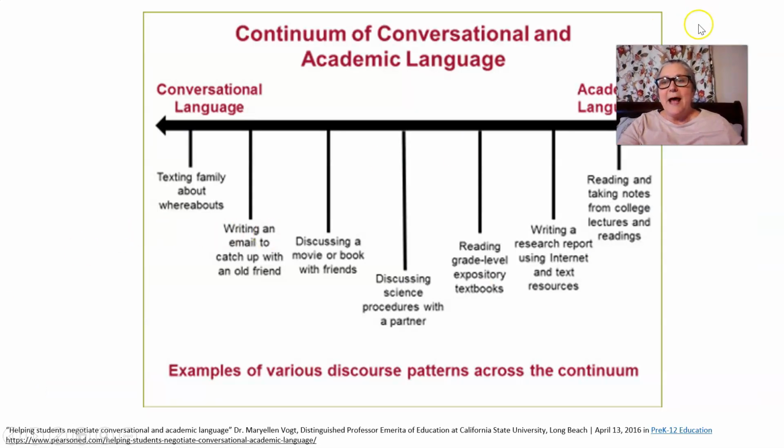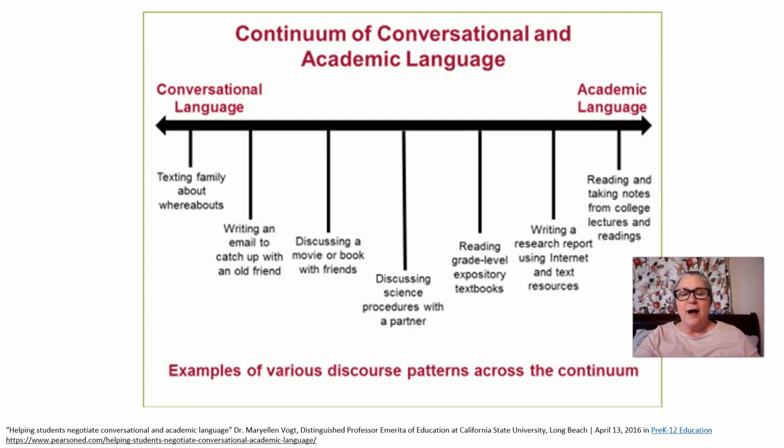So when we think about academic language, it's actually on a continuum. Now, if you look here, all the way to the left is the conversational language, and then all the way this way is the academic language. So conversational language is very casual. You might be texting your family and not even bother to spell words out. You might use a letter U instead of writing Y-O-U. Writing an email with an old friend. All of these things are fairly casual.